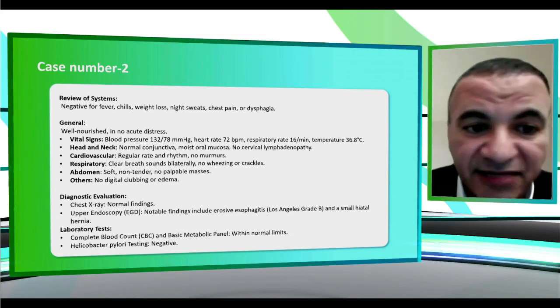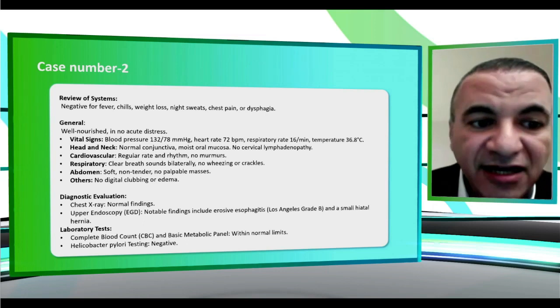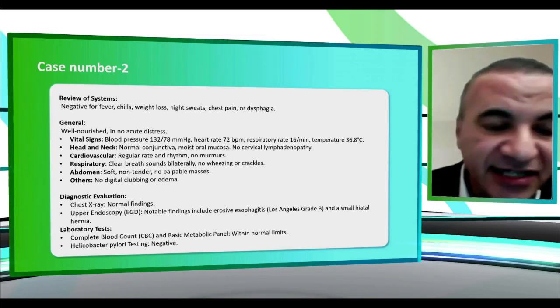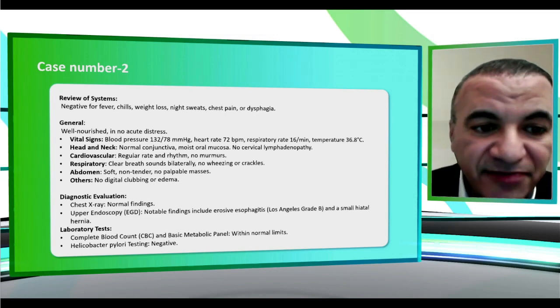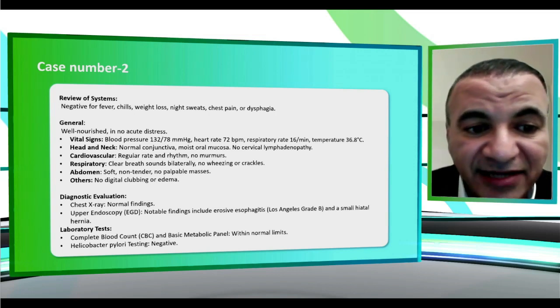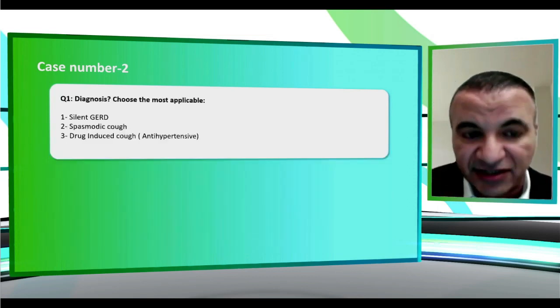Cardiovascular: regular rate and rhythm and no murmurs. Respiratory: clear breath sounds bilaterally, no wheezing or crackles. Abdomen: soft, non-tender, non-palpable. Other things are normal. You have done a chest X-ray, absolutely normal. You have done a lab blood test, a complete blood count, and everything is considered normal. And her H. pylori test is negative.